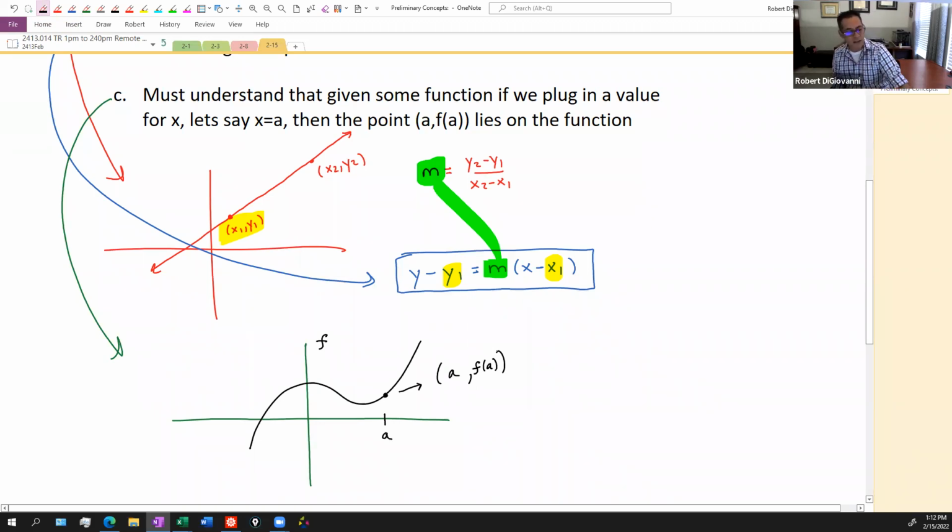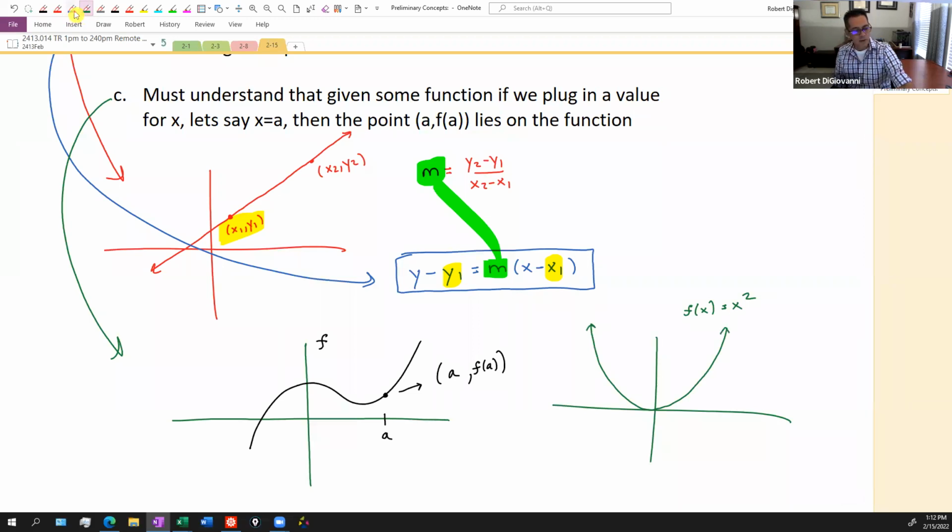So a specific example, let me show you. If we did, let's say the function f of x equals x squared, okay, it looks like this, it's a parabola. If I were to go to the point, let's say 2, then it's going to spit out the point 2 and then 2 squared, because you're plugging the 2 into the function. And that's just the point 2, 4, right?